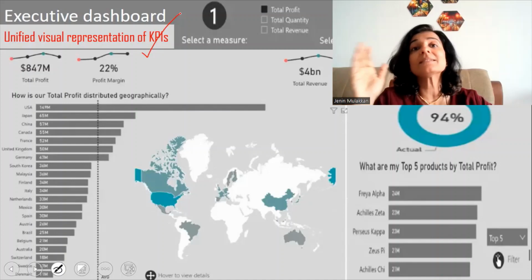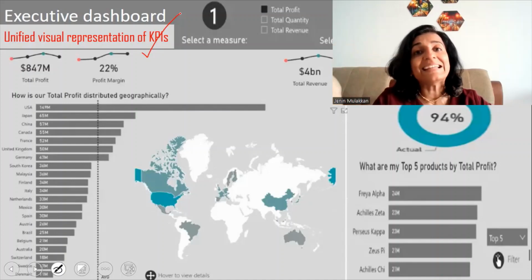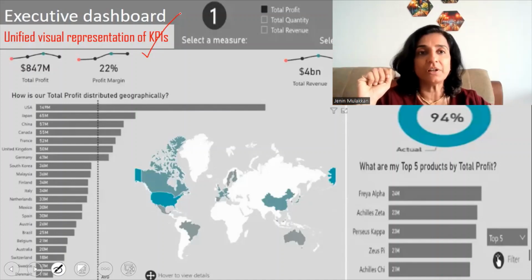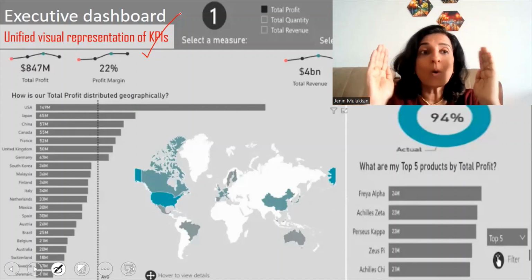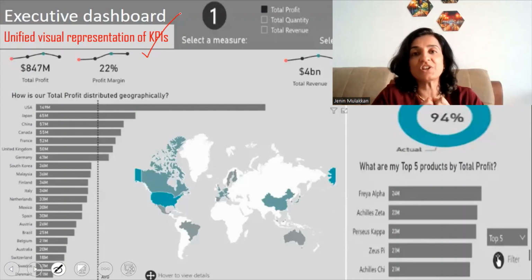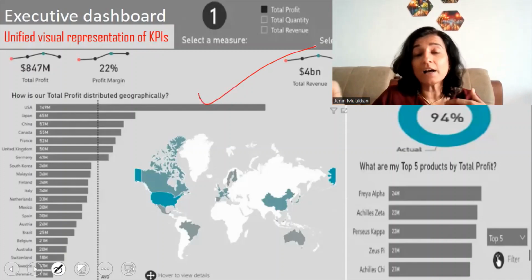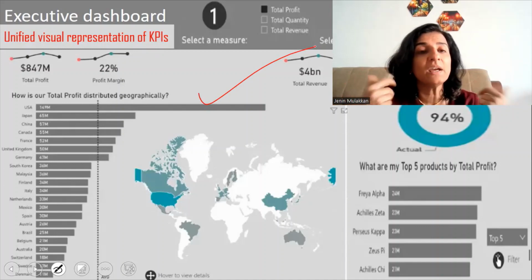What do you mean by KPIs? Key performance indicators of any organization. So it is unified, that is, it is in one place and it's a visual representation, either in the form of graphs or charts, so that the strategic level can understand the position of the organization very quickly.